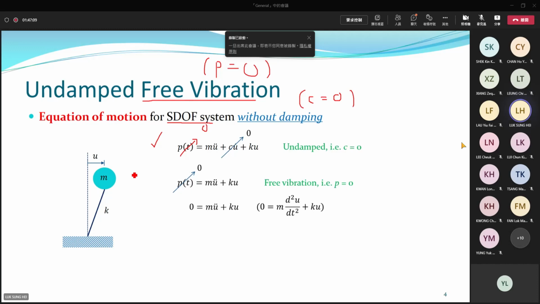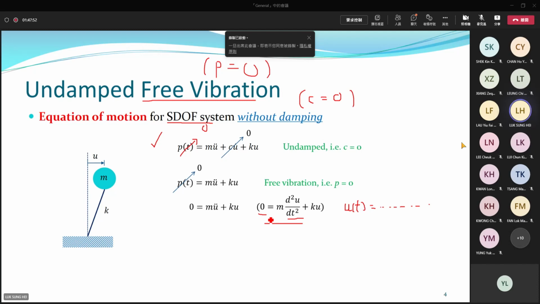Mathematically, 0 equal to mu double dot plus ku. You are asked to solve this second order homogeneous equation, and then you will know what happens to these structures. Your task is to solve this differential equation, and find out u equal to something. This is what we have to do in this particular topic 5. If you want to know the free vibration response, then it is equivalent to asking you to solve this homogeneous second order equation. Second order because of the second derivative. Homogeneous means the force term is equal to 0. So it's relatively easy to solve free vibration problems.